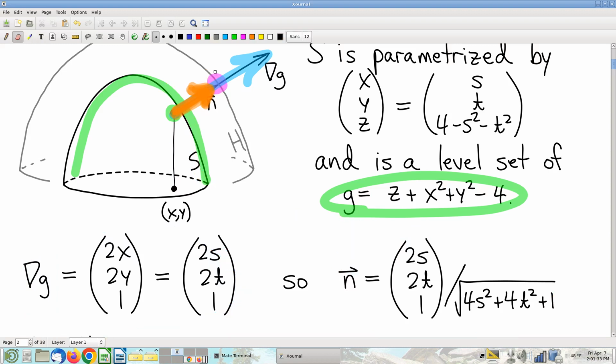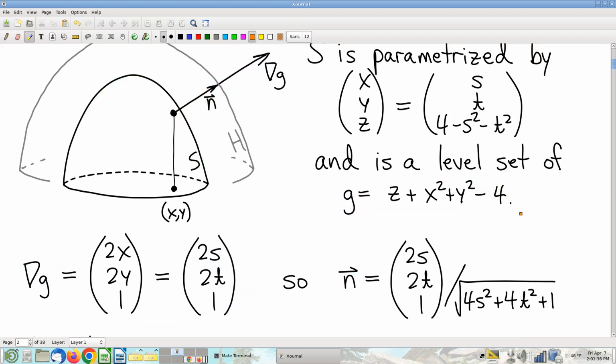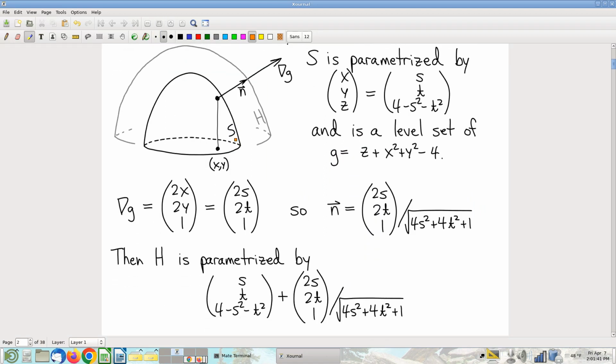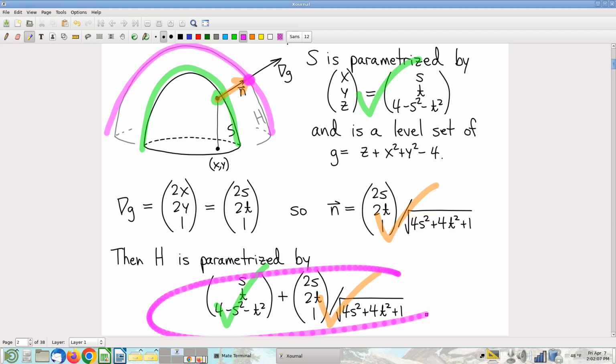Let me rewrite. So we have previously parameterized the green surface, namely found those points. To that, we're going to add these orange vectors. And as planned, we can understand this outside surface as just being the sum, green plus orange.